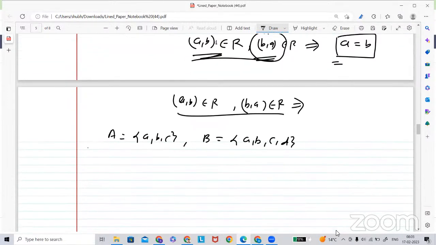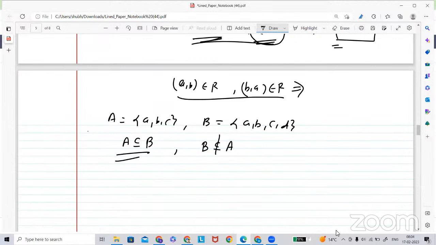Sir, I understand AA will be there, but there will be AB and BA as well, right? So how will it be antisymmetric then? Because even a single violation means it won't be antisymmetric. Here A is a subset of B, this is correct. But is B a subset of A? No, this is not. So if this is not there, then we conclude this is the collection of set R.